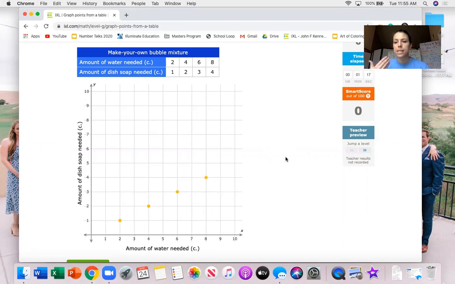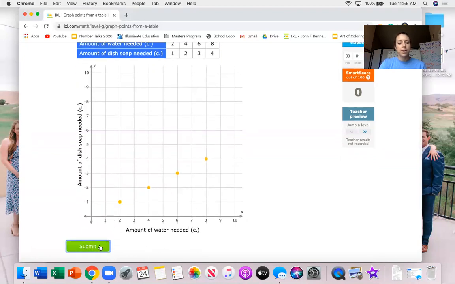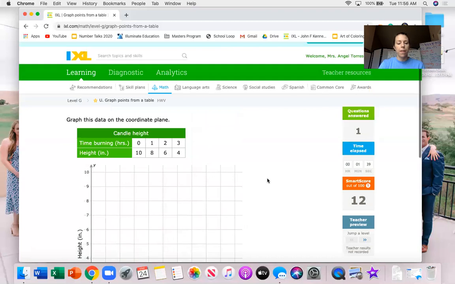Now notice how I'm saying these out loud as I'm typing, or excuse me, as I'm clicking. It is important that you understand how to interpret points. So I want to know that this point stands for a specific relationship. This is 2 cups of water for every 1 cup of dish soap. Let's see what happens there. All right, and we got that correct.